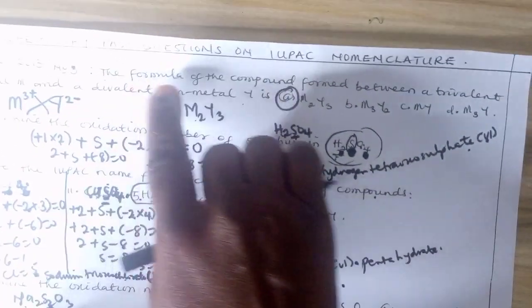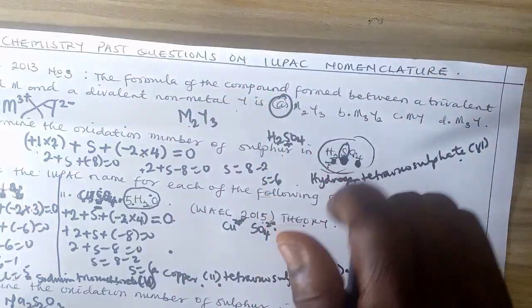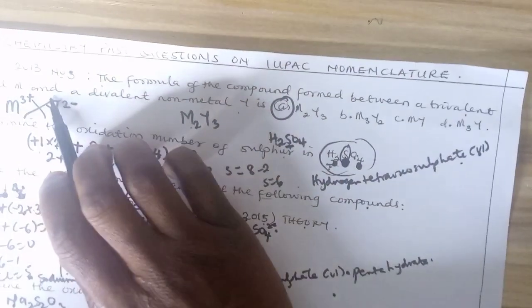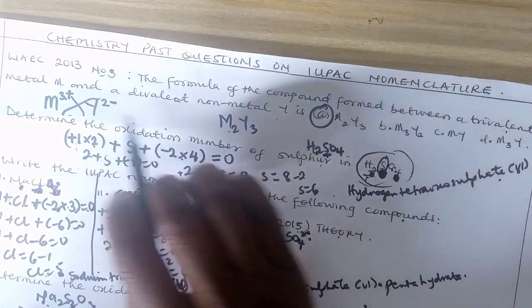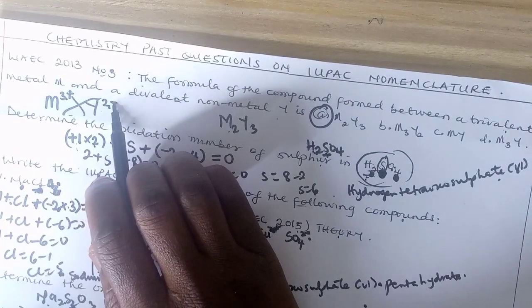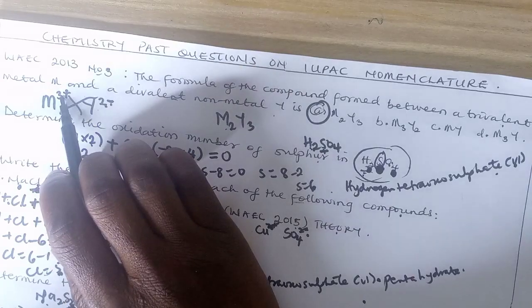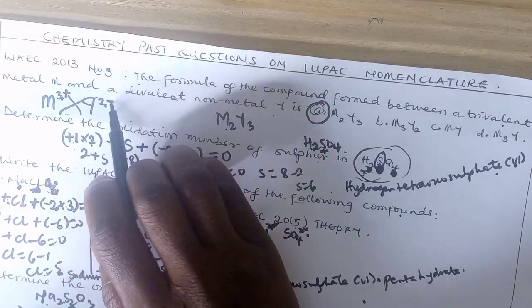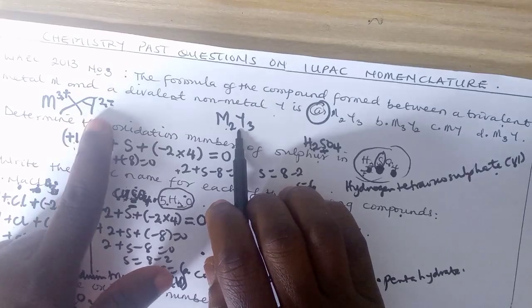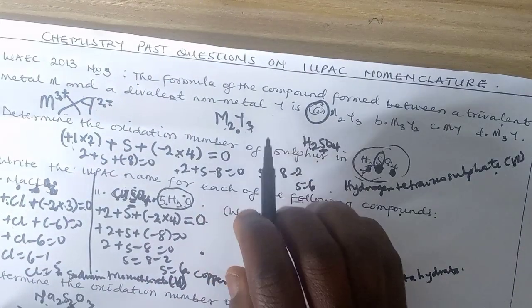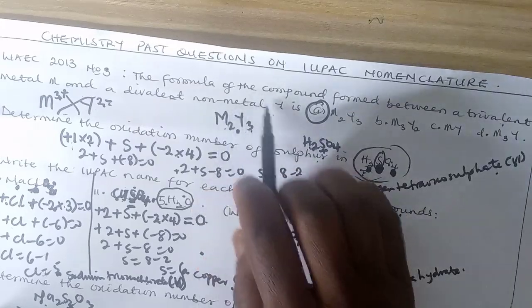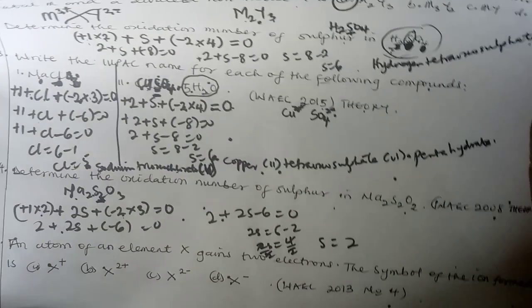Then back to question 1. WAEC 2013 number 3. The formula of the compound formed between a trivalent metal, that is a trivalent metal carrying +3, and a divalent non-metal Y. A non-metal is always negative, it gains, while metals give out. That's M3+ and Y2-. Exchanging their valencies, we have M2Y3, because that's the rule in forming a compound. Any formula you are given is what you should use, any letter you are given, except if you are asked to state the name of the element.